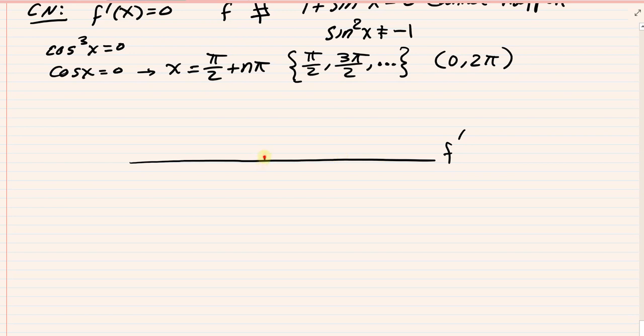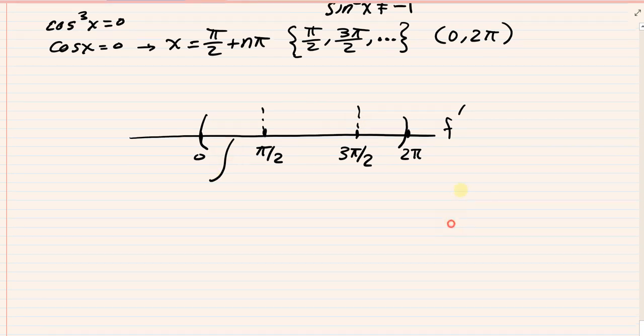Critical points, we said, this is my reference, is 0. It's going to be pi over 2 and 3 pi over 2, and let's say this is 2 pi. Our focus is in 0 to 2 pi. Okay, now at pi over 2 the derivative is 0, right? At pi over 2, and so is at 3 pi over 2.